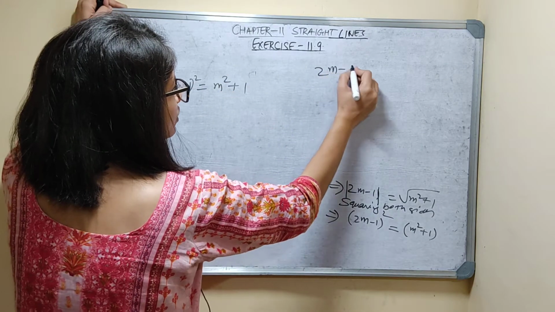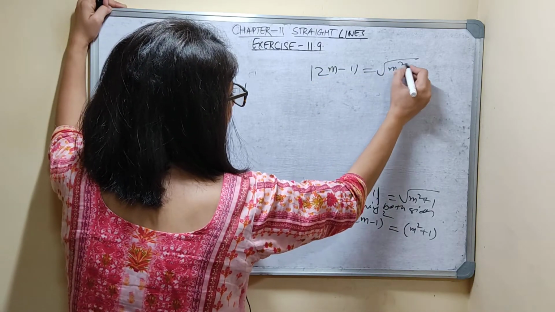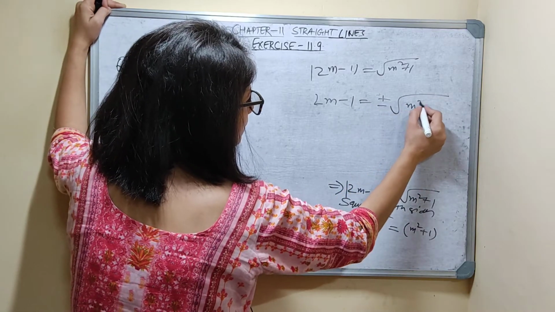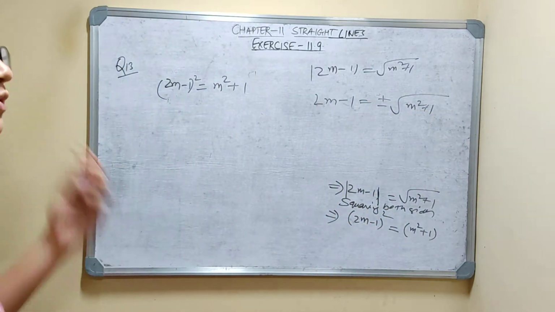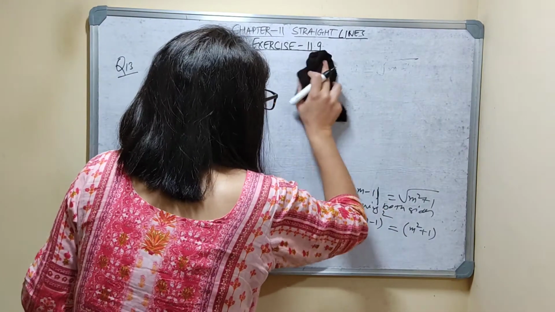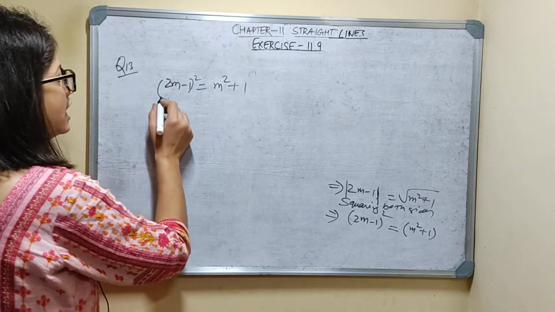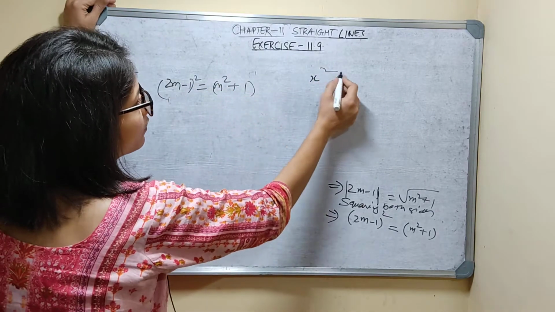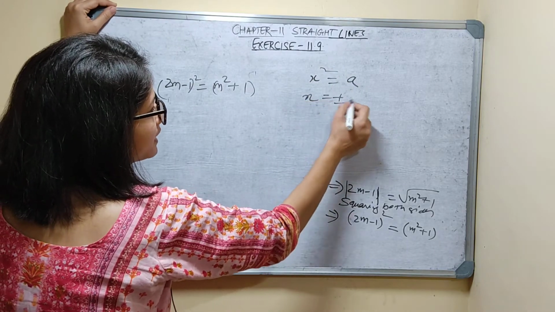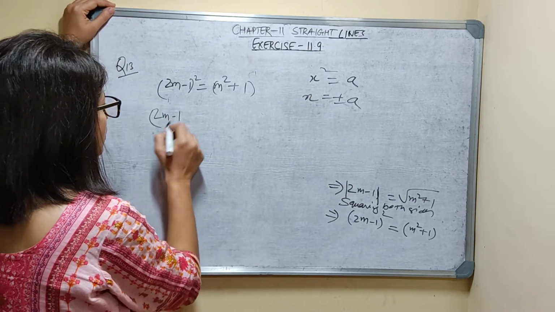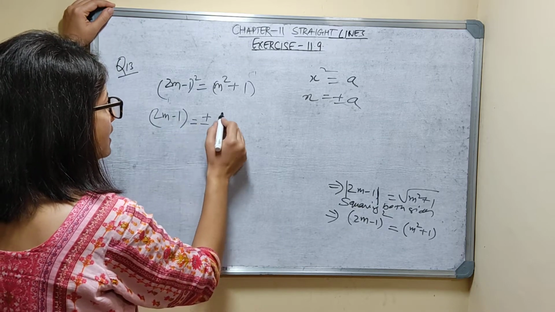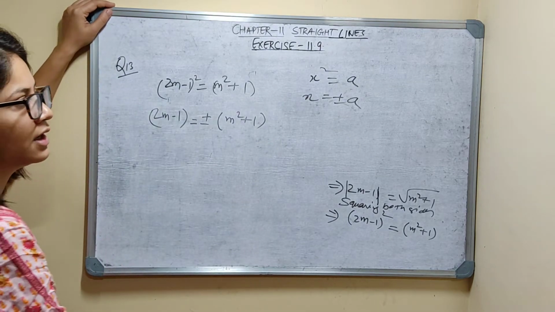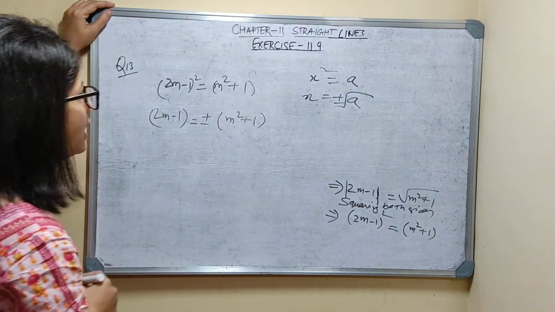Why didn't I solve directly? Mod of 2m minus 1 is root of m square plus 1; I could write 2m minus 1 is equal to plus minus root of m square plus 1. But it is in root, so better I square both sides. Now if I take the square root of 2m minus 1 whole square equal to m square plus 1, I would get plus minus root of a, and again it will come in root.